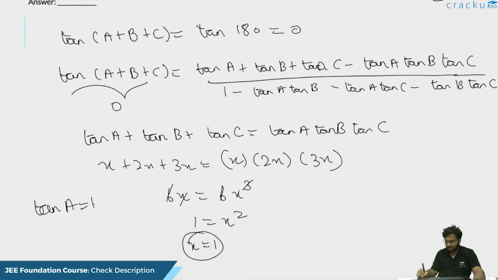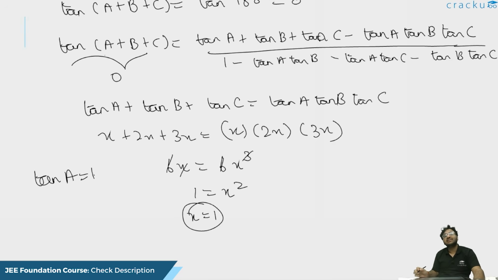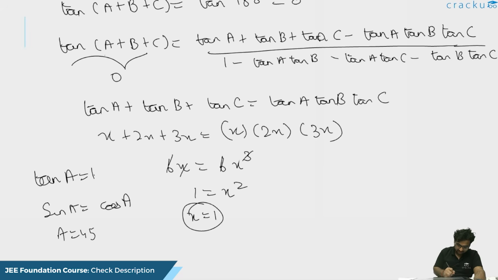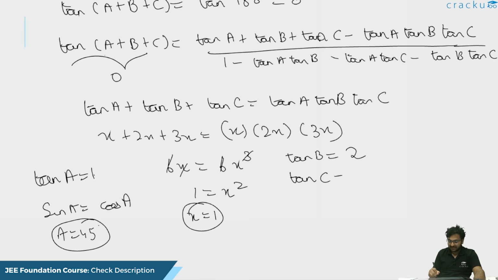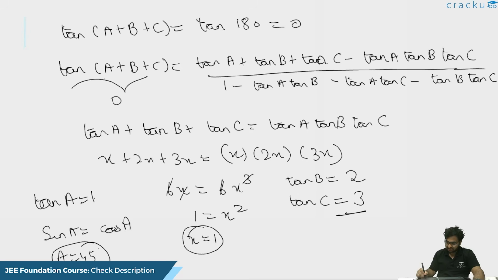So basically, when is tan A 1? When sin A is equal to cos A. And when is this equal? When A is equal to 45 degrees. And tan B would be 2x, so tan B will be equal to 2. And what is tan C? tan C is equal to 3x, so this would be 3. Now let us look at the question.